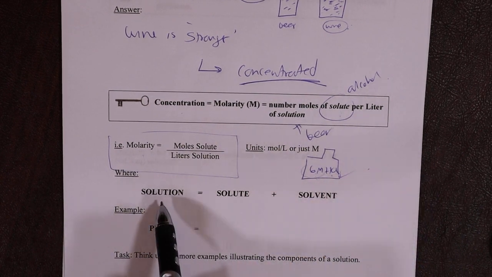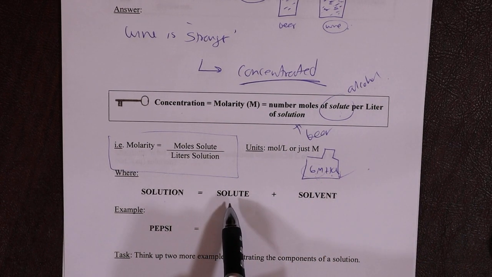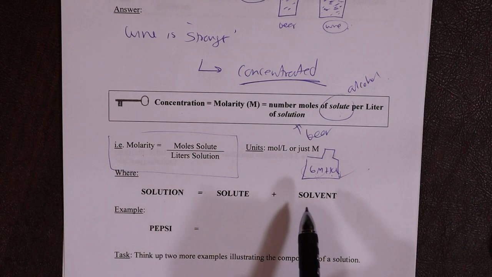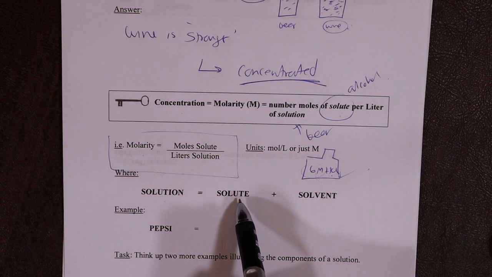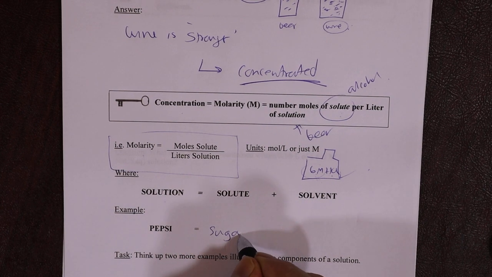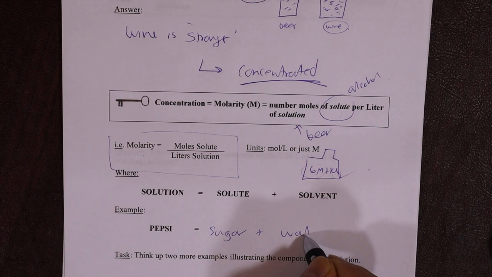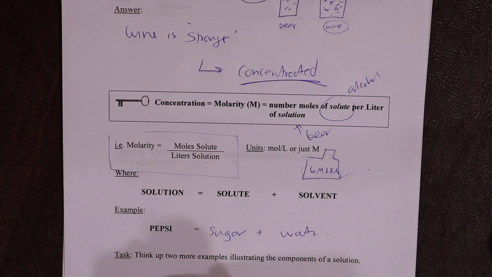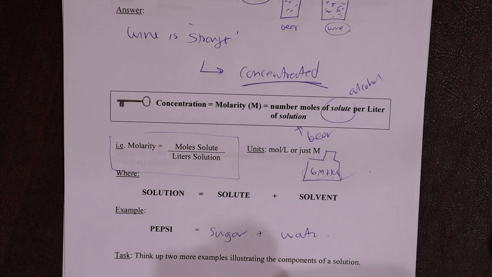Okay, so a solution is a solute, the minor component, dissolved in a solvent, the larger component. So typically that's water, right? So Pepsi, if you think about it, what is it? It's sugar. We dissolve sugar in water to make a solution. Wine equals alcohol plus water. Okay, so sugar and water combined is a soft drink, alcohol and water combined is an alcoholic drink.